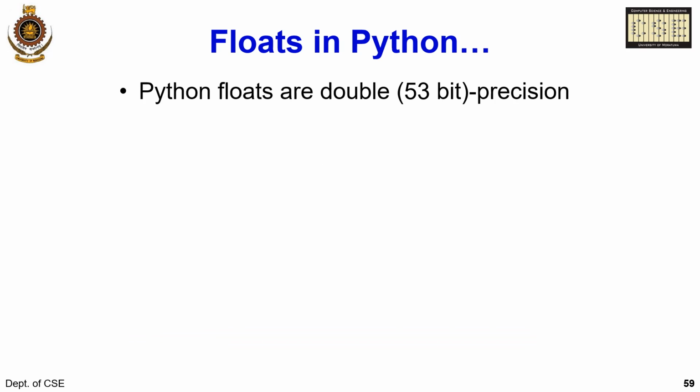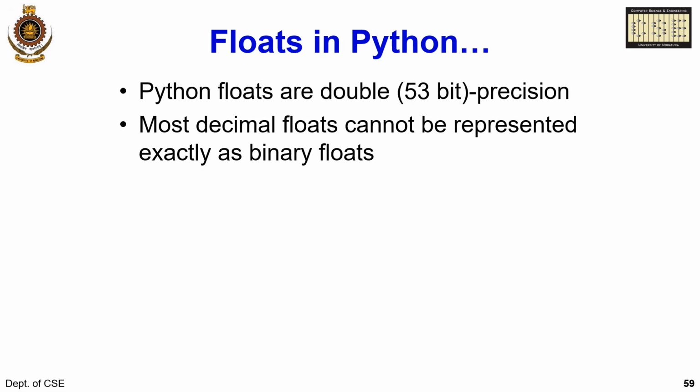Here are a few things you need to know about the representation of floating point numbers in Python. Floating point numbers, or floats in short, in Python are double precision. So each of these values will require 53 bits. As we have seen, for example with 0.1, there are several decimal floats that are not perfectly represented as binary floats. It's not a perfect match when you convert some decimal floats into binary.